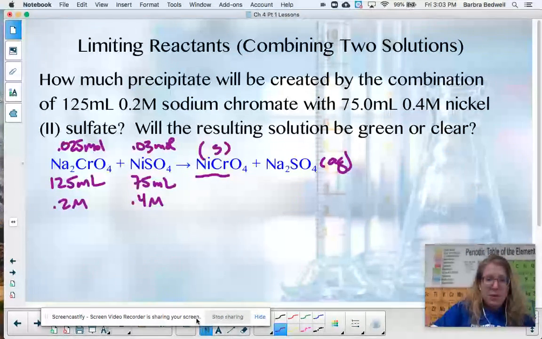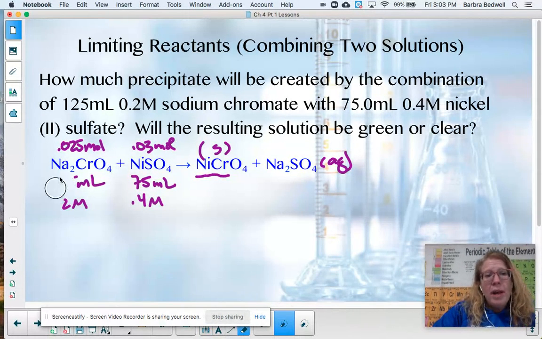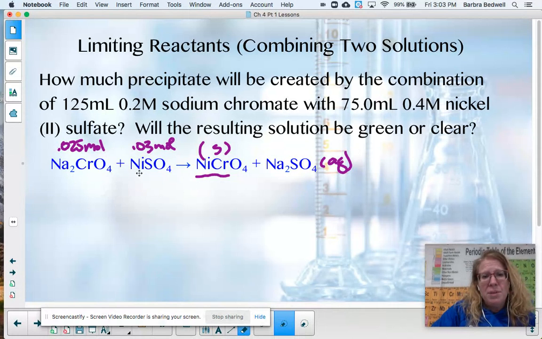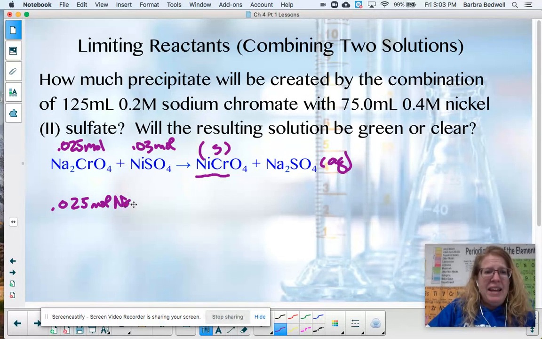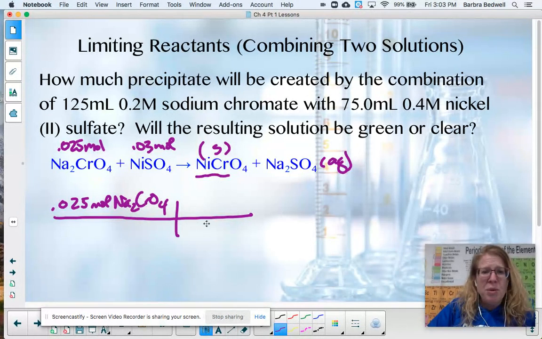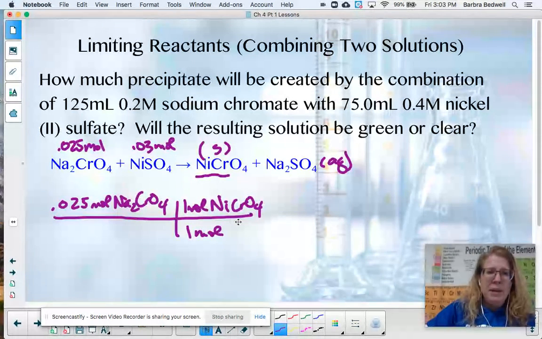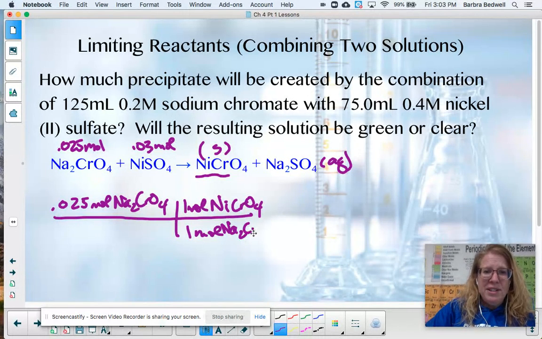So here's how I would do this again. I'm going to do it the long way, even though you may think that you can kind of jump to a conclusion. Again, you're setting up a mathematical argument. You need to prove it. Don't just jump to a conclusion. So this is 0.025 moles of Na2CrO4. I know that these are in a 1 to 1 ratio. 1 mole is going to make 1 mole of NiCrO4, nickel 2 chromate.